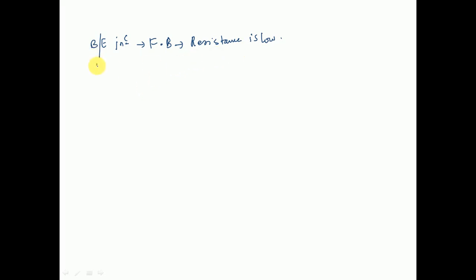But when you talk about the output circuit, that means the base collector junction, at that time you have reverse biasing. So in that case, your resistance is high. In reverse biasing, microampere current flows and resistance is very high. So let's call this resistance RBE, and let's call this resistance RBC.